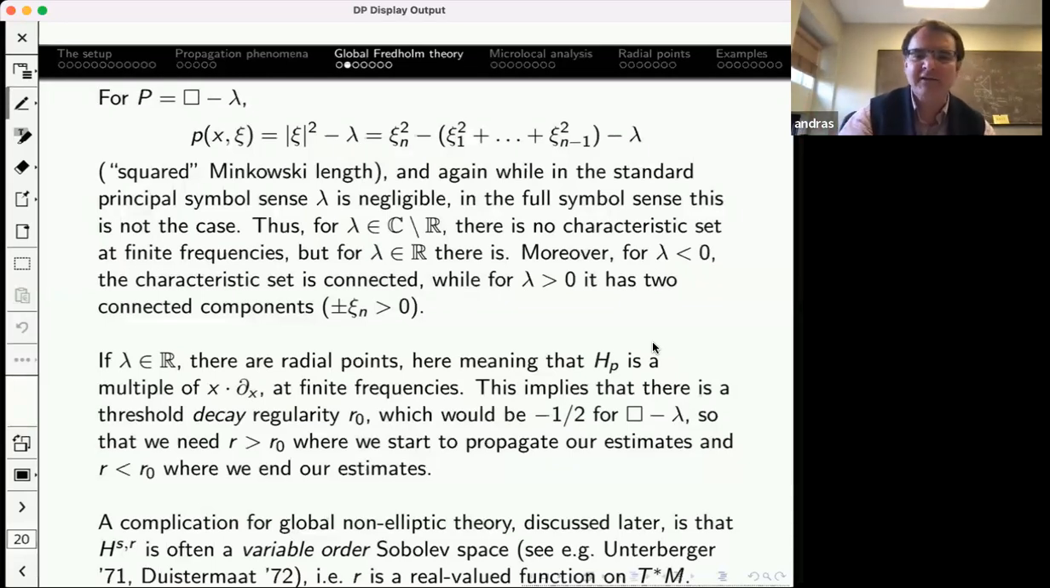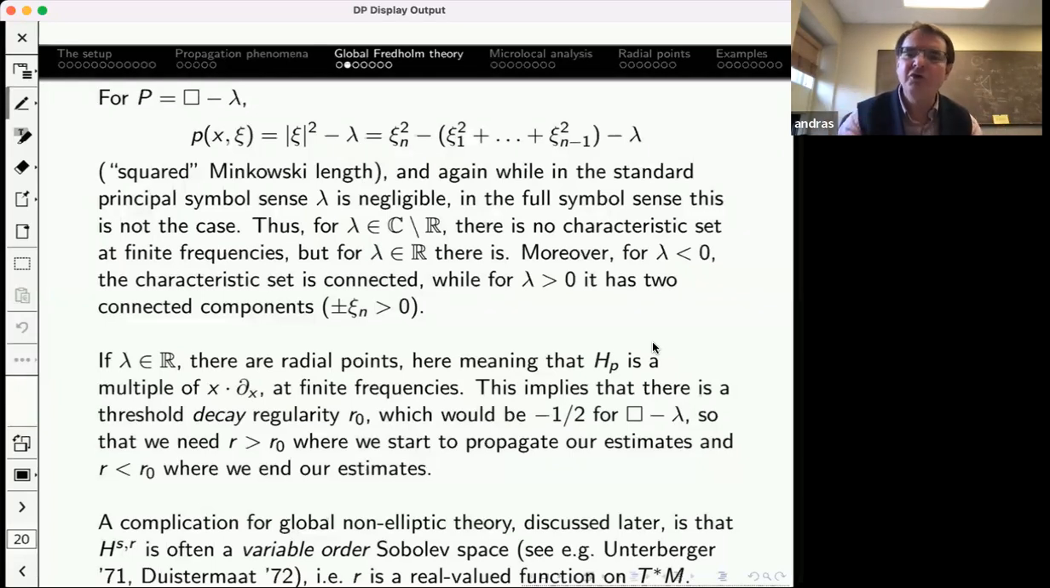Propagation means that things go from somewhere to somewhere. You start by proving an estimate somewhere, and you keep propagating it. In order to get started, you start at these radial sets, which are sources or sinks for the Hamilton flow, if you compactify your space, as you should. At the sources or sinks, in order to start propagating, you would need to be in a higher regularity than threshold regularity space. And where you end up, you would have to be at a lower regularity than threshold regularity. Since these are the same number, in this case -1/2, this is what requires the decay order to be variable. Variable order Sobolev spaces go back to Unterberger and Duistermaat in the early 70s. So this is why you need it: there are threshold requirements.